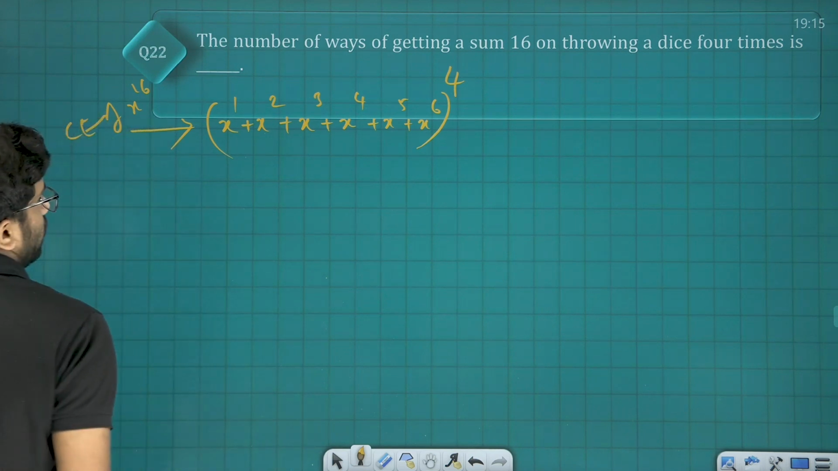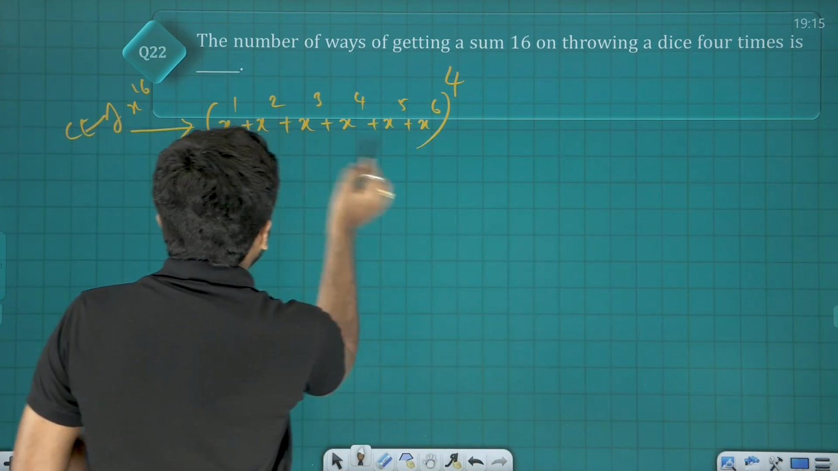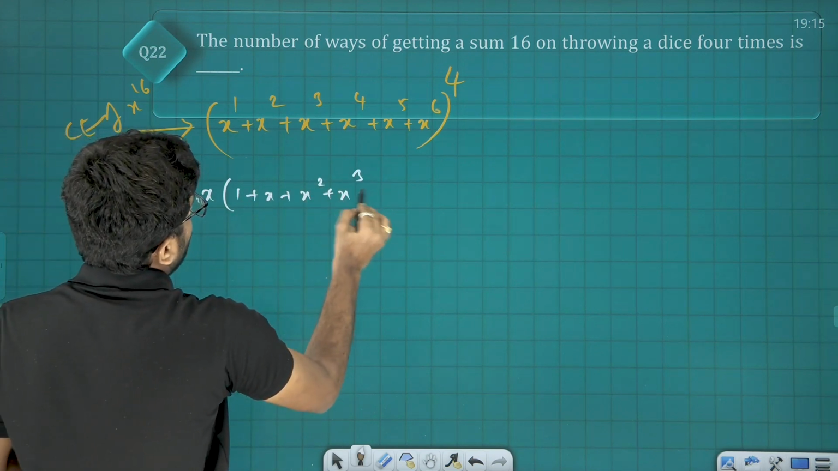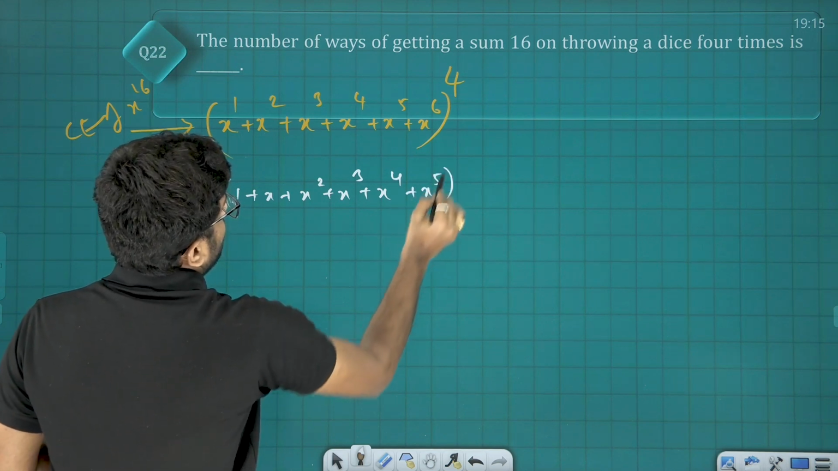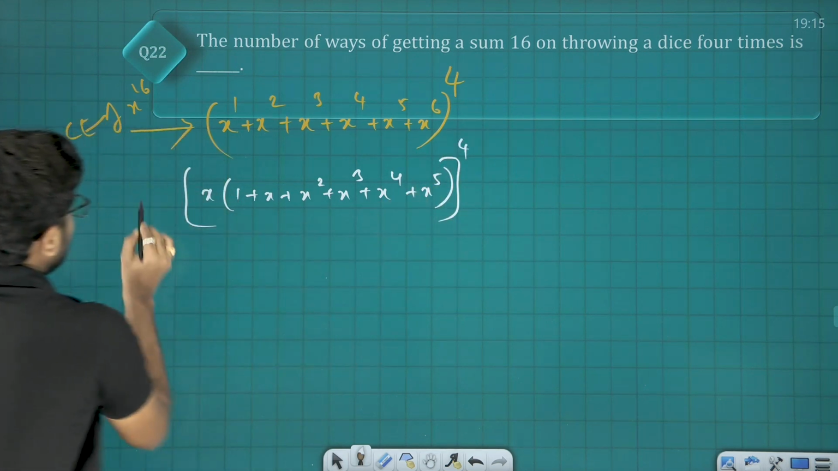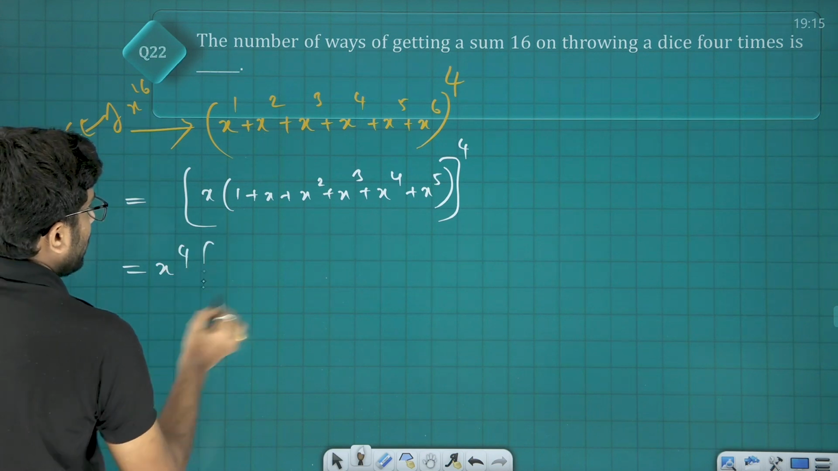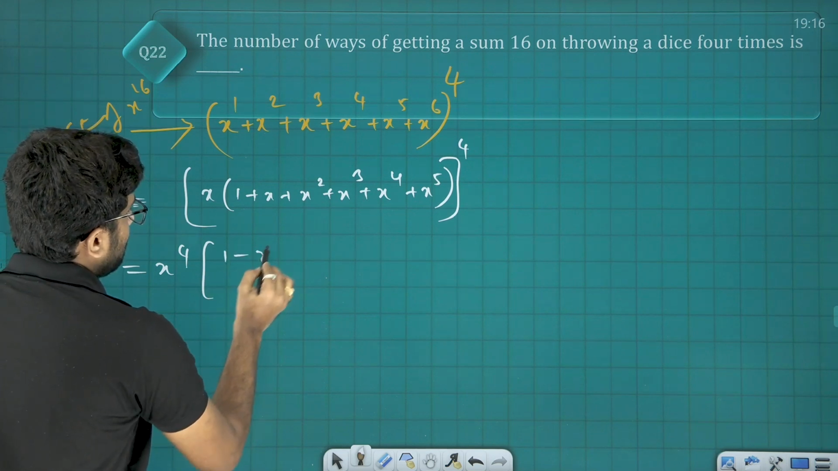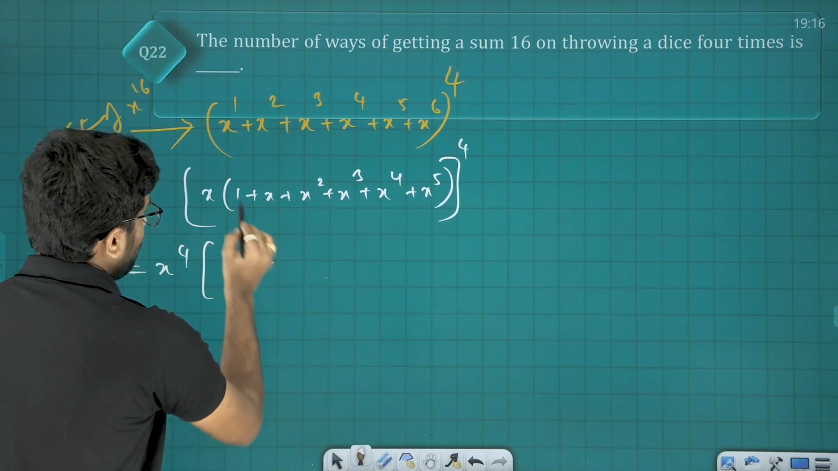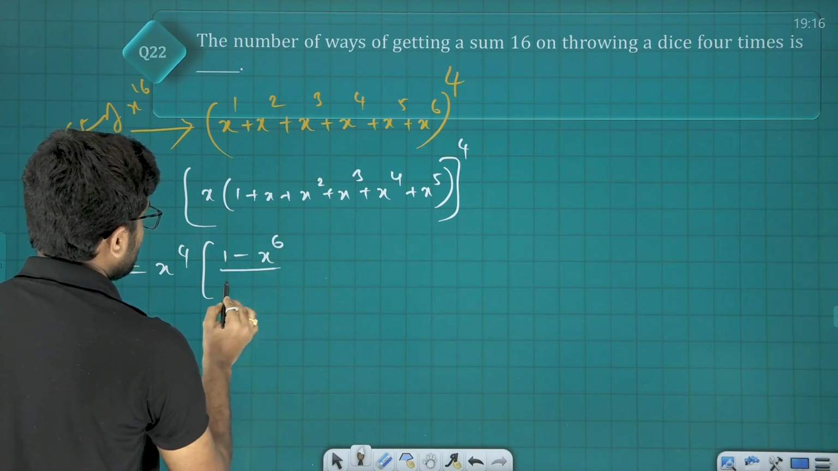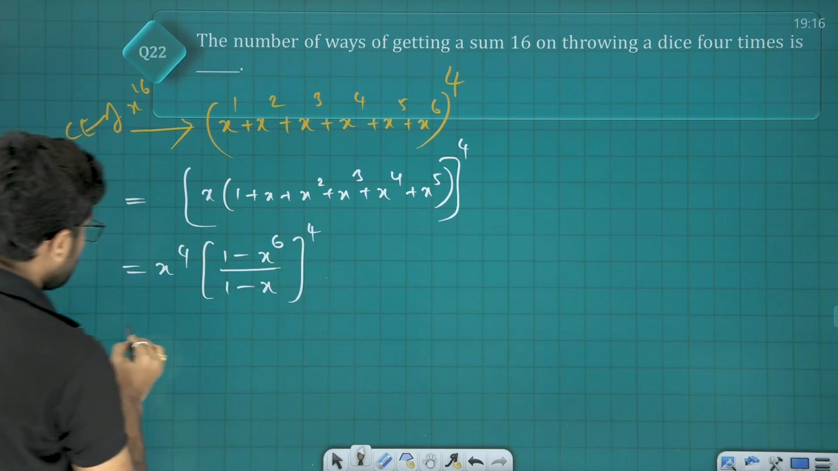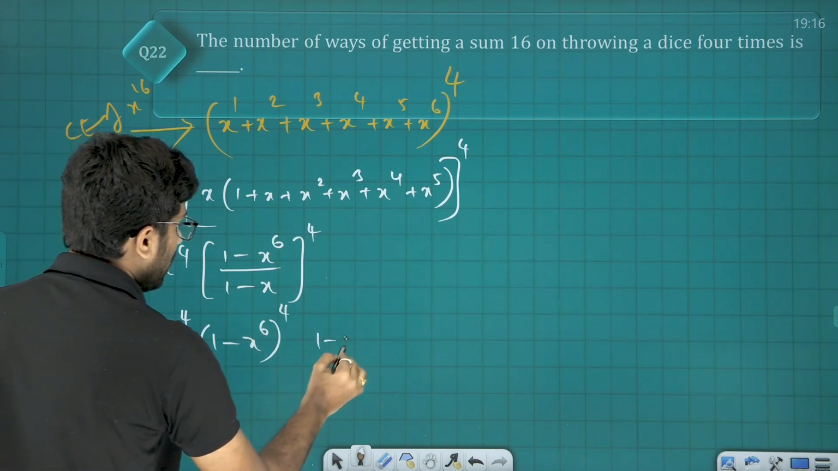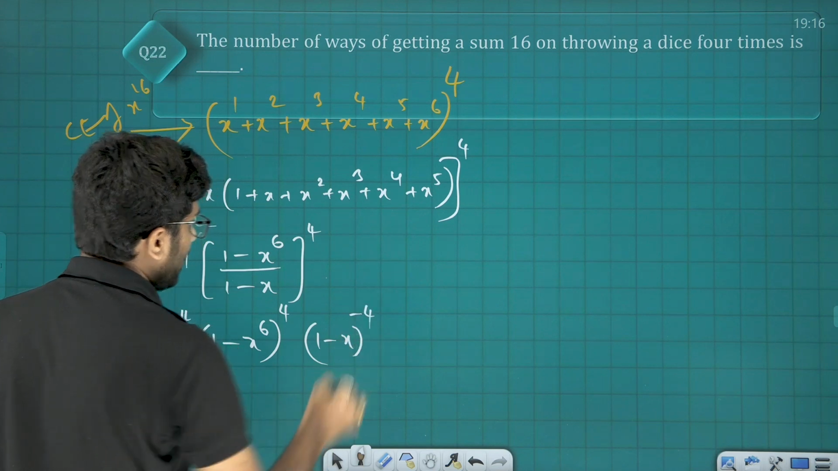Clear? So for that, you can take x common from all of them. If you take x common, 1 plus x plus x square plus x cube plus x power 4 plus x power 5, whole raised to power 4. So that is clearly x power 4 into, friends, this is a GP. GP sum is a into 1 minus r power n over 1 minus r. Here r is x. How many terms? 1, 2, 3, 4, 5, 6. 1 minus x power 6 divided by 1 minus x, whole power 4. So we can write it as x power 4 into 1 minus x power 6, whole power 4, into 1 minus x whole power minus 4.